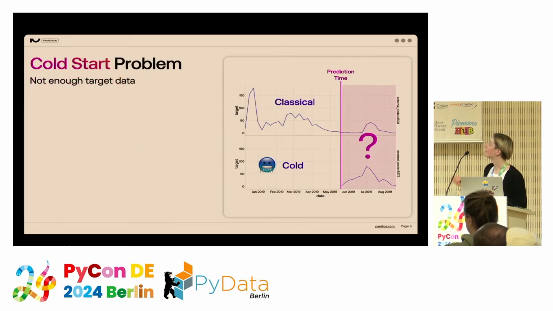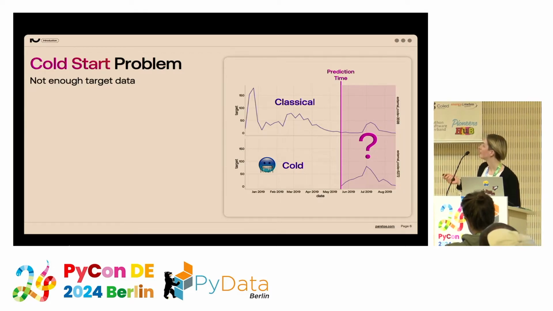And now let's think about traveling back in time, 3 months. And now we stand in this point, this prediction time. What is notable in this example is that one item doesn't have any past target. But still, we need to make some forecast. This is what we call cold situation, cold start problem. And it means we don't have enough target data.